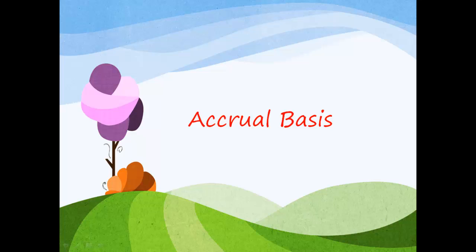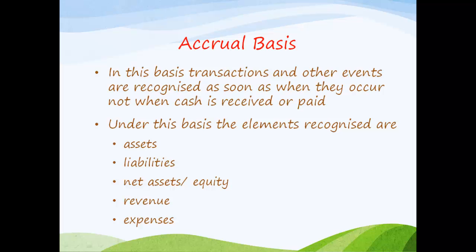Accrual basis of accounting. In accrual basis of accounting, we record transactions as soon as they occur, not when cash is received or paid. In accrual basis, we record transactions in the period in which they occur. This is the main difference between cash basis and accrual basis. In cash basis, the focus is on cash. We record a transaction only when cash is received or paid. In accrual basis, we record a transaction immediately when it occurs.